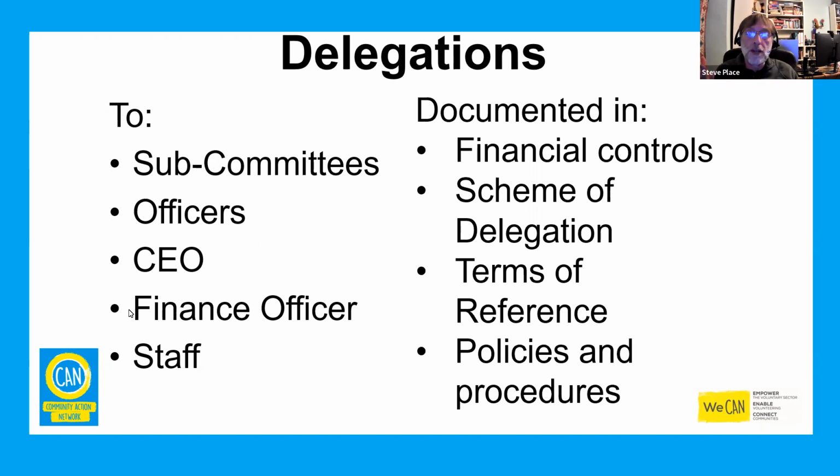Your financial controls might set out what people can and cannot decide on. If you're a bigger organization, you might even have a scheme of delegation saying that the chair can authorize this, the chair and the treasurer can authorize up to this amount, the chief exec up to a lower amount, and staff a much lower amount, and so on. Terms of reference for things like subcommittees might set out what decisions they can and cannot make. And then you might have various policies and procedures, perhaps the expenses policy, saying members of staff can agree expenditure up to £10 without getting authorization or permission from anyone else.